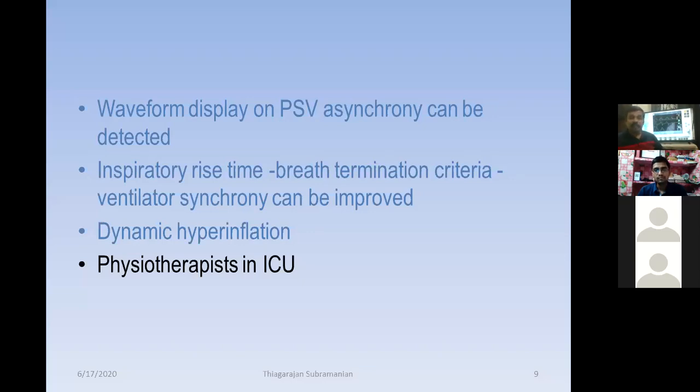Just imagine, a physio can do magic in the ICU, not only with breathing and postural drainage. That is my specific point for this session. I just want to ignite that the role of physiotherapy is effective and immense, and it is highly appreciable in ICUs. I just want to share this at this moment.